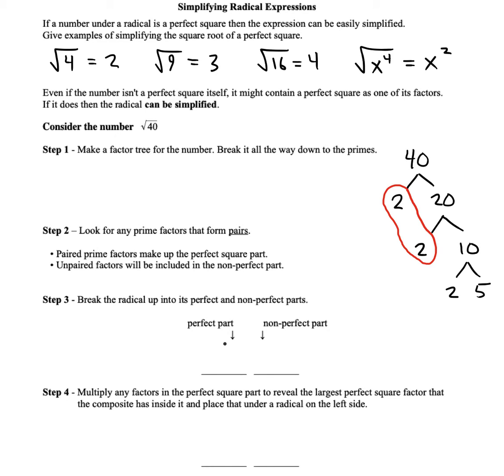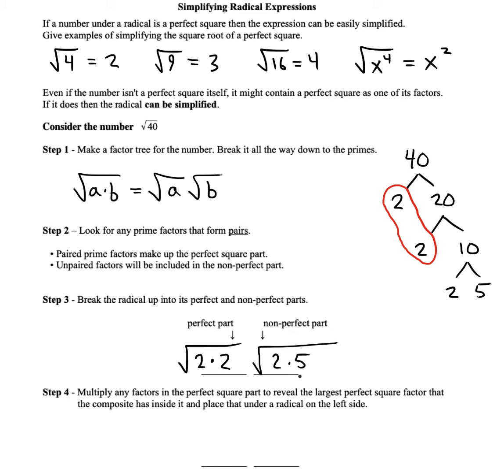Now we want to break it up into a perfect part and a non-perfect part. We can use the rule that radical a times b can be broken up into radical a times radical b. So we want a perfect part on the left and a non-perfect part on the right. Now you could write it out as just the primes that are paired on the left because they make up the perfect square part, and then those that are unpaired can go on the right. They're the imperfect part.